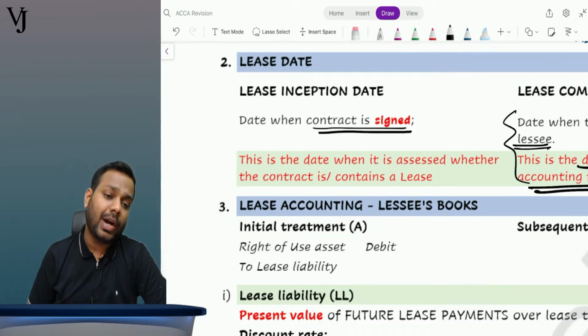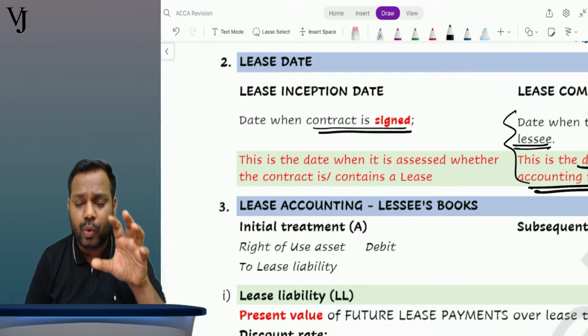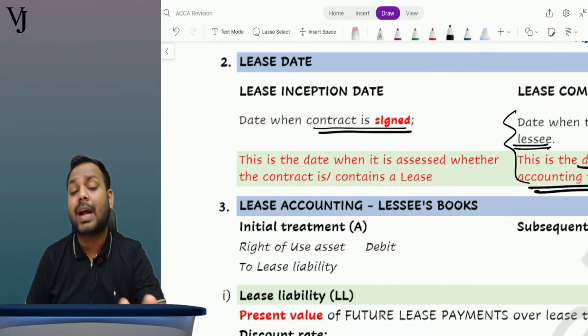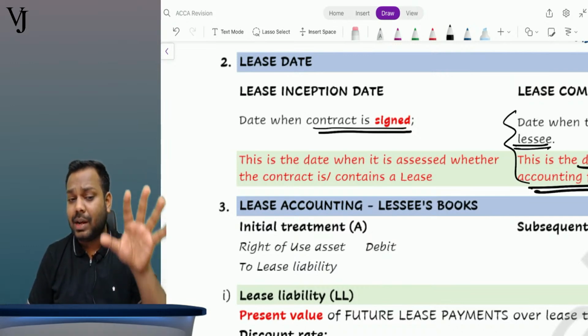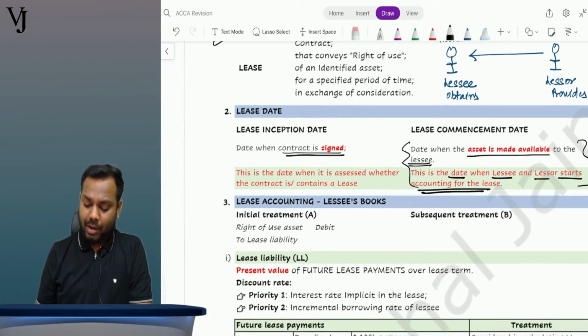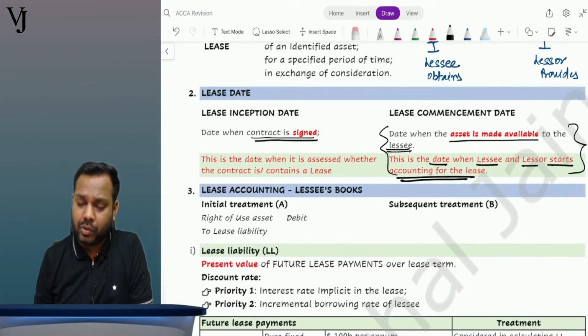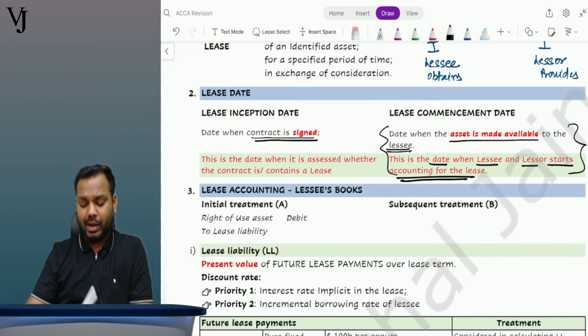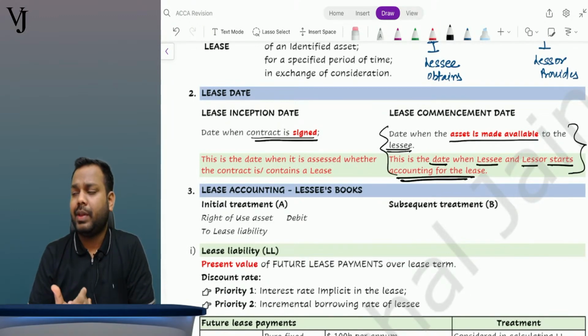Now, on the lease inception date, what is required to be done? We are just required to assess this contract and conclude whether this contract is a lease contract or not. That's all we have to do. So now what is the importance and the meaning of these two dates? Is it clear, everyone? Tell me.